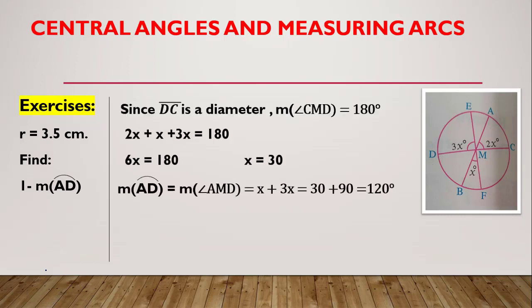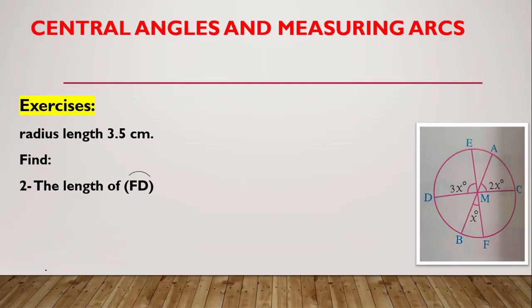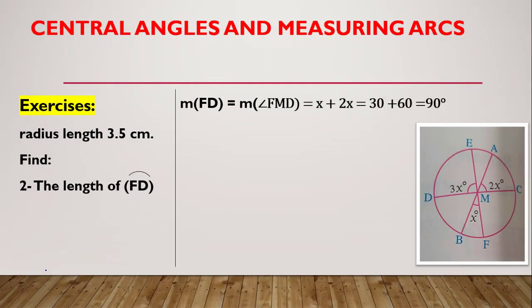Okay, now I want the length of arc FD. I'll get the measure of the arc at first. It will be x plus 2x, because this is 2x. Okay, so it will be 3x, which is 90 degrees. Now I want to get the length.